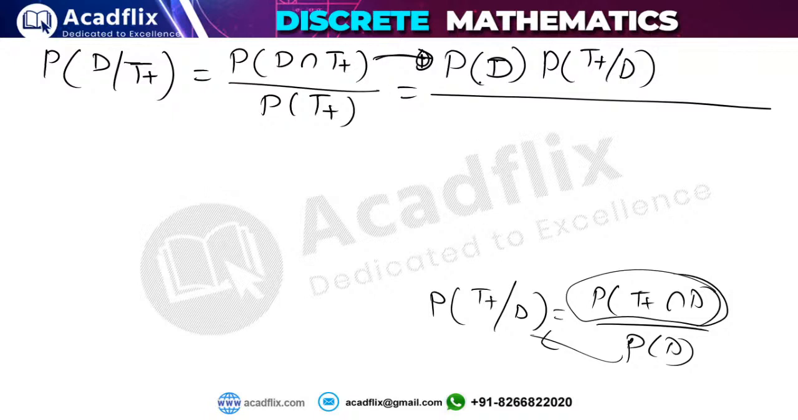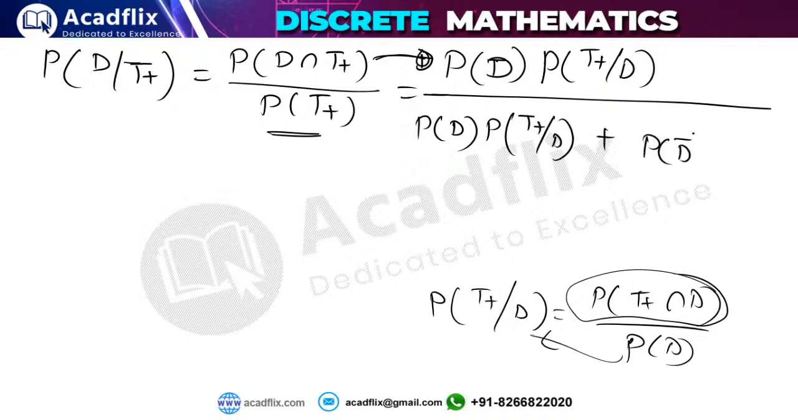So this will be probability of D multiplied by probability of T plus given D. Now what is probability of T plus? See, two situations are possible. Either you have the disease or you don't have the disease. So either you have the disease, now what is T plus given D? Or you don't have the disease, now what is T plus given D bar? So this is the base formula.